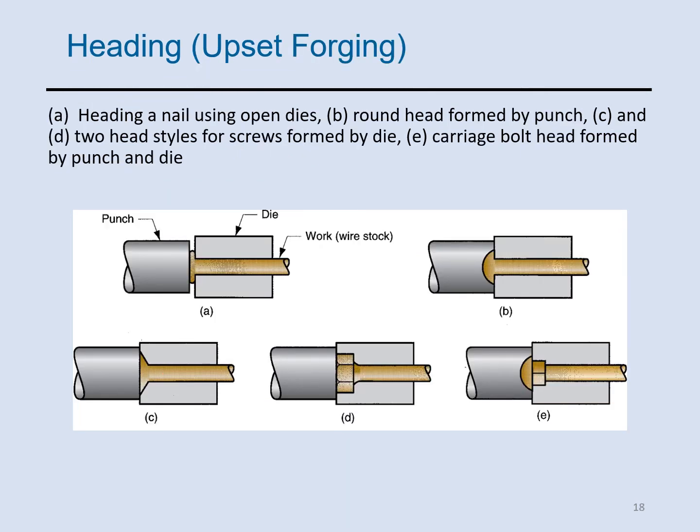There is also another process called heading forging, and this heading forging is similar to offset forging. In some cases, we use open dies to create a nail like this form. They can create other forms, other shapes, like a round head, like a carriage bolt head, this one.